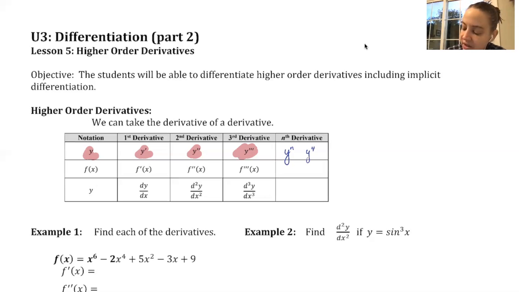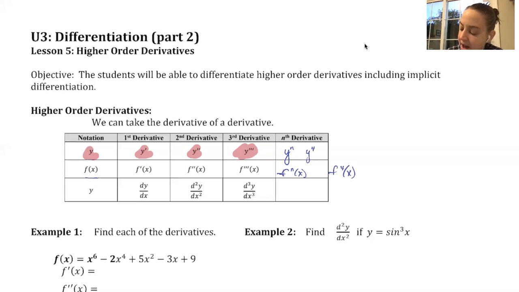The f of x notation, you have your f of x, f prime of x, 2 primes, 3 primes. It would be f to the n of x. For example, it would be f to the fourth of x. Doesn't mean f to the fourth power, but it means the fourth derivative.